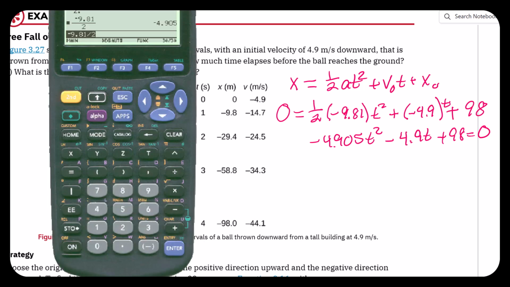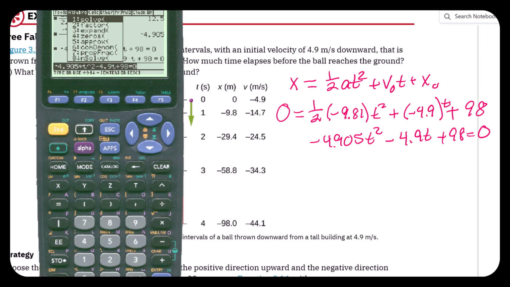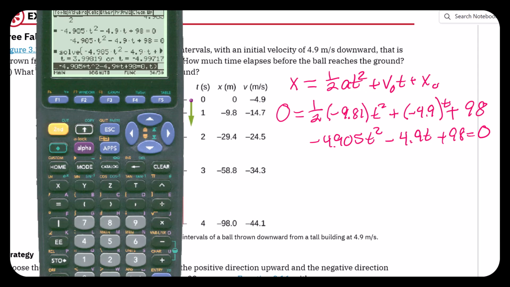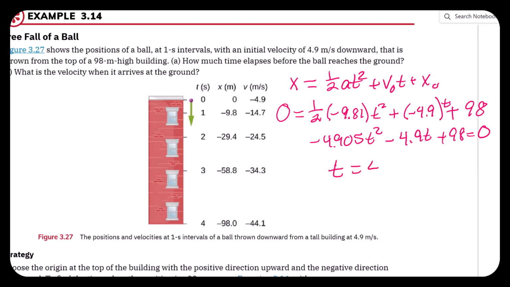I can probably shove that into a solver. I can do it as minus 4.9t plus 98 equals 0, and then use algebra to solve this for t. If you don't know this, you can always use the quadratic formula, but there are my two values. So t can be, obviously it's not happening negative 5 seconds ago, so it's happening 4.00 seconds into the future.